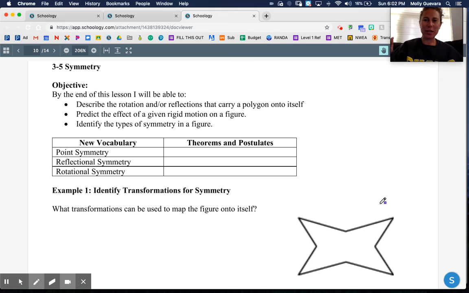All right, guys, we are in the last lesson of Unit 3 of Topic 3, so that's really exciting. And today's lesson is all about symmetry, which I know that you feel very confident in, so this is going to be a whole lot of fun.